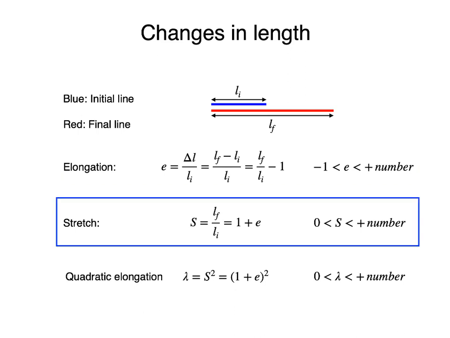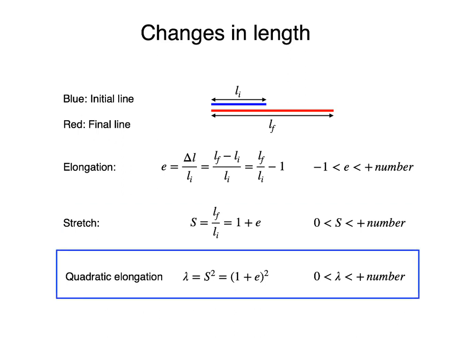The stretch, S, is the final length of the line divided by the initial length. It is also equal to 1 plus the elongation. The stretch ranges from 0 to a positive number. A stretch of 1 means no change in length.